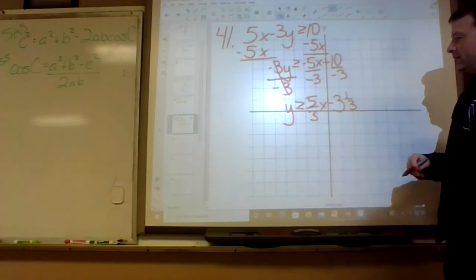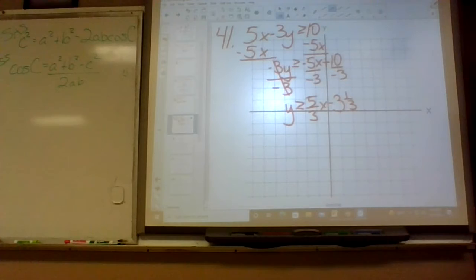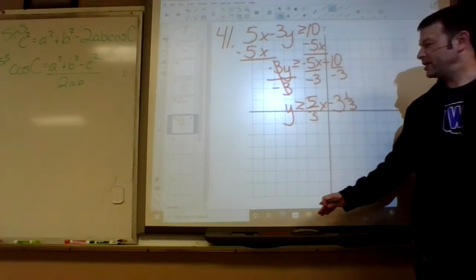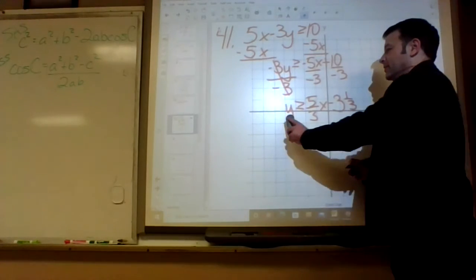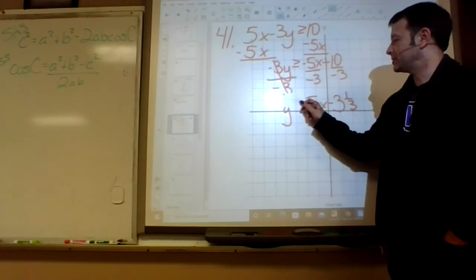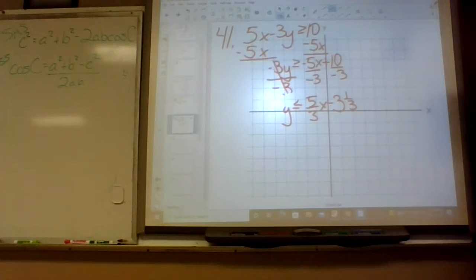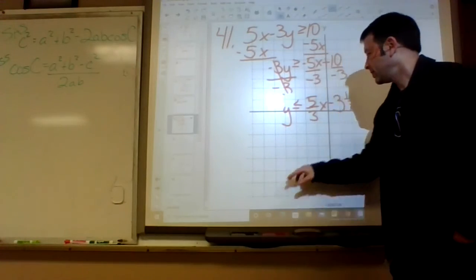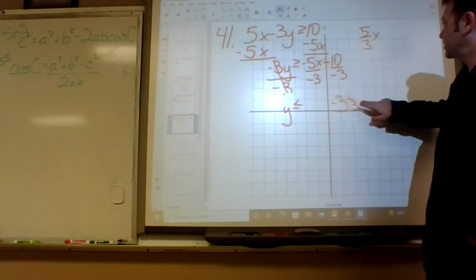Okay, what did I do wrong? Less than or equal to. Yeah. When you divide by a negative, you have to switch the inequality. So this is actually a less than or equal to problem now. Below. All right. Should we graph them? Let's go.